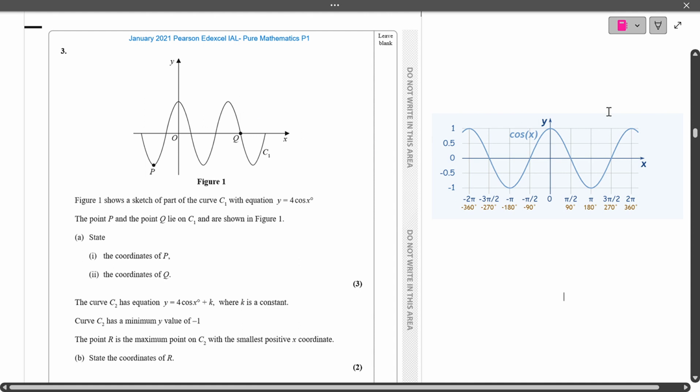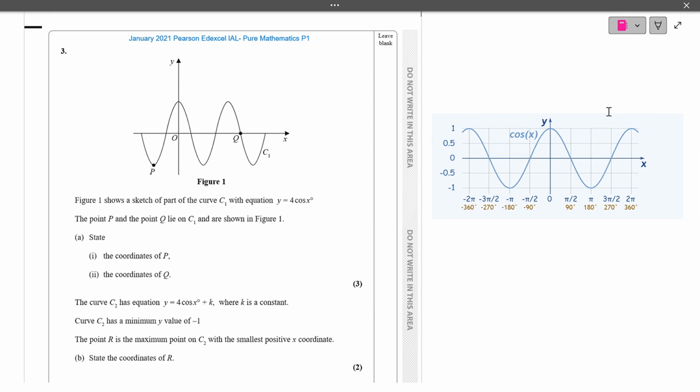In this video, I will be solving question number 3 from paper January 2021, Pearson Edexcel Pure Mathematics P1. We will go through the problem step by step, ensuring you understand the concepts and techniques.